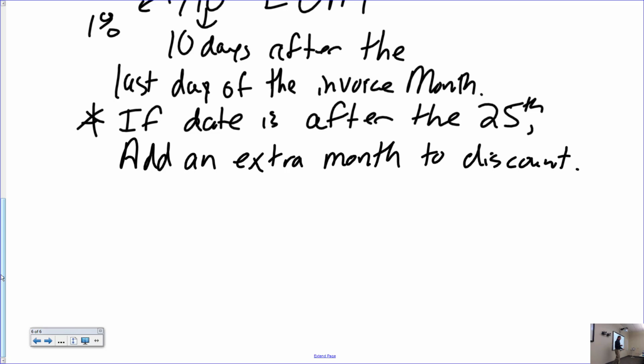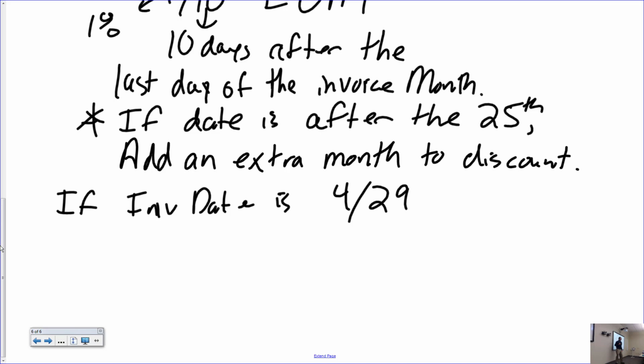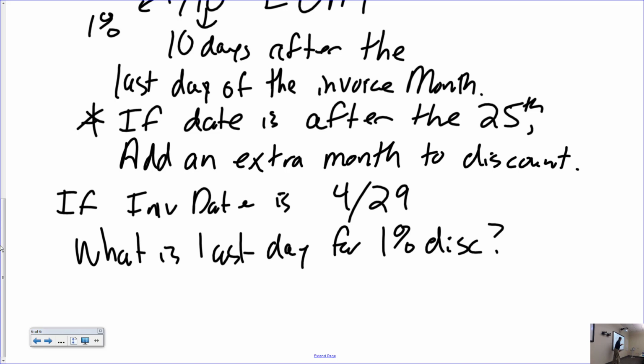Again, this is the new caveat to this particular rule, all right? So if the invoice date is, let's say, 4/29, and I have those terms, 1/10 EOM, what is the last day for the 1% discount? Good. Normally you would say, go to the end of April and then go 10 days after, right? That would go to May 10th. But since the date is after the 25th, instead of May 10th, add an extra month: June 10th.